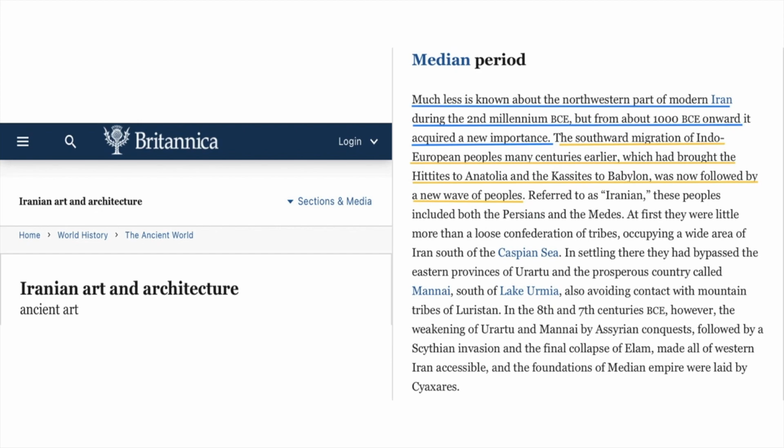But I'm going to read that last part one more time. The southward migration of Indo-European peoples many centuries earlier, which had brought the Hittites to Anatolia and the Kassites to Babylon. Again, just re-emphasizing, Indo-European populations came into the Middle East, Hittites and Kassites being examples. And it's interesting because, as we read earlier, all these modern-day Middle Eastern populations are related to each other and have connections to who? Hittites, as well as Hurrian groups, Kassites likely possibly being a Hurrian tribe.